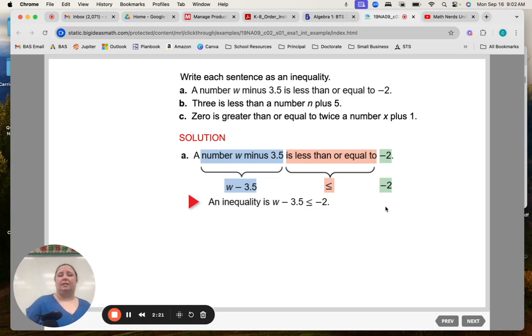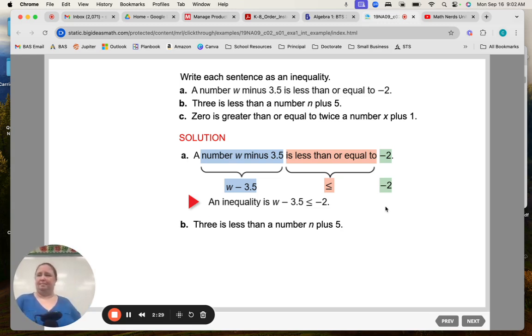All right, so look at B. 3 is less than a number, n plus 5. So what's the first thing you're going to write? 3. Nope. N. And then what? Plus 5. No, less than. So then it'd be the alligator eating the egg. Okay, so you can start with 3 if you want to. I would have put it at the end. But we'll start with it, and then I'll show you how to flip it around.